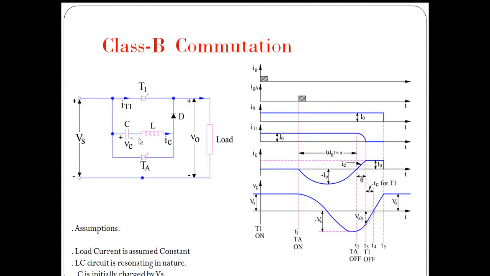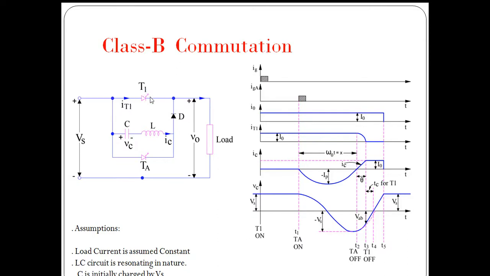And we are also assuming that the capacitor will be charged to a voltage VC, and we are placing a diode. The diode will allow current only in one direction. From bottom to top it will allow. It won't conduct from top to bottom. So here we have applied the supply Vs. Initially the capacitor will be charged to a voltage VC. Our intention is to turn off main thyristor T1.